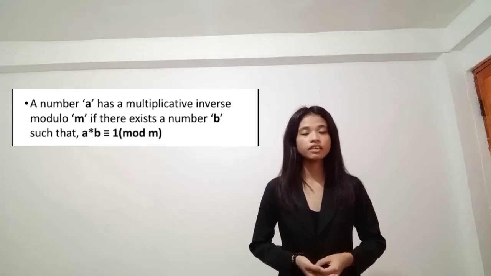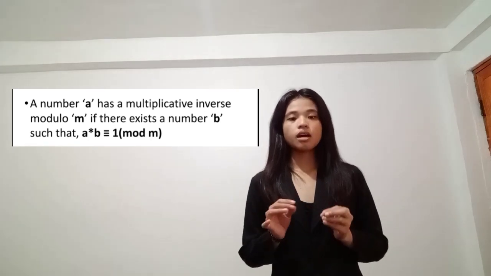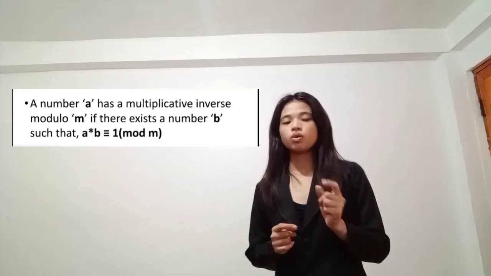The multiplicative inverse is an important property of modular arithmetic, and it has a lot of applications in number theory, cryptography, and computer science. A number A has a multiplicative inverse modulo M if there is a number B such that A times B is congruent to 1 modulo M. In other words, B is the number that we can multiply A by to get 1 when we are working with modular arithmetic modulo M.